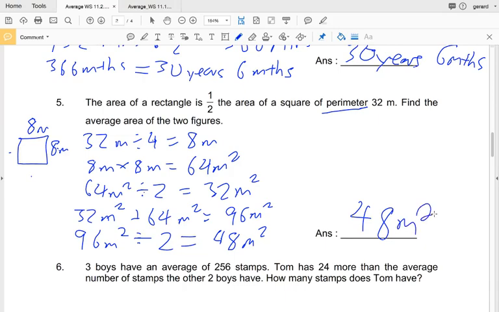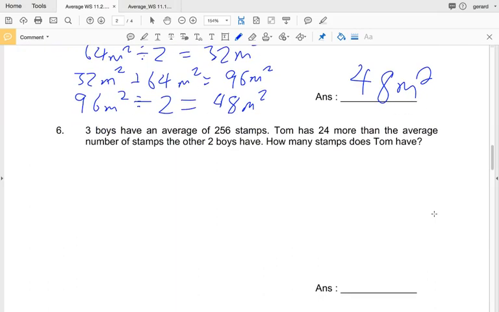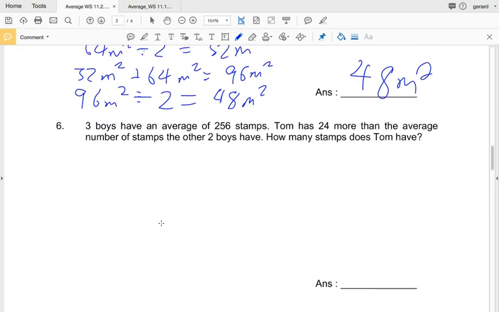Alright, so it's very systematic here. You just need to read slowly, understand the question, you'll be able to do it quite easily. Right, question 6. 3 boys have an average of the number of stamps. Tom has 24 more than the average number of stamps the other 2 boys have.